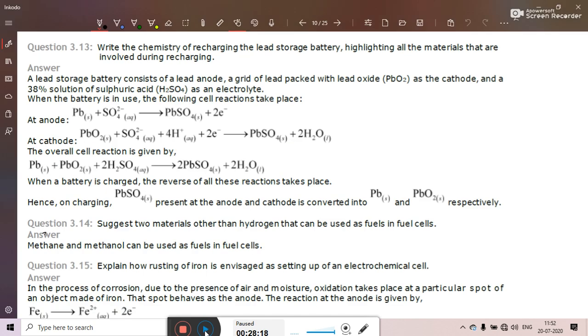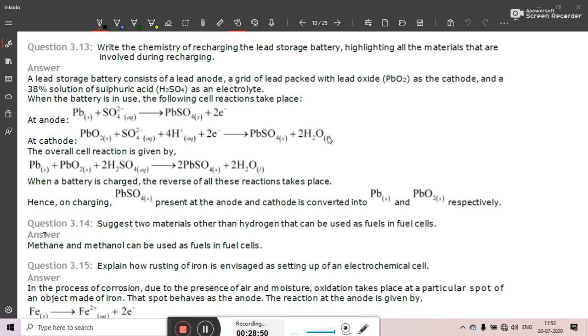Now question number 13 is, write the chemistry of recharging the lead storage cell, highlighting all the materials that are involved in the recharging. Now during discharging, what is the reaction at anode? So at anode during discharging, the reaction is Pb plus SO4 2 minus gives PbSO4 plus 2 electrons, and at cathode the reaction is PbO2 plus SO4 2 minus plus 4H plus plus 2 electrons gives PbSO4 plus 2H2O.